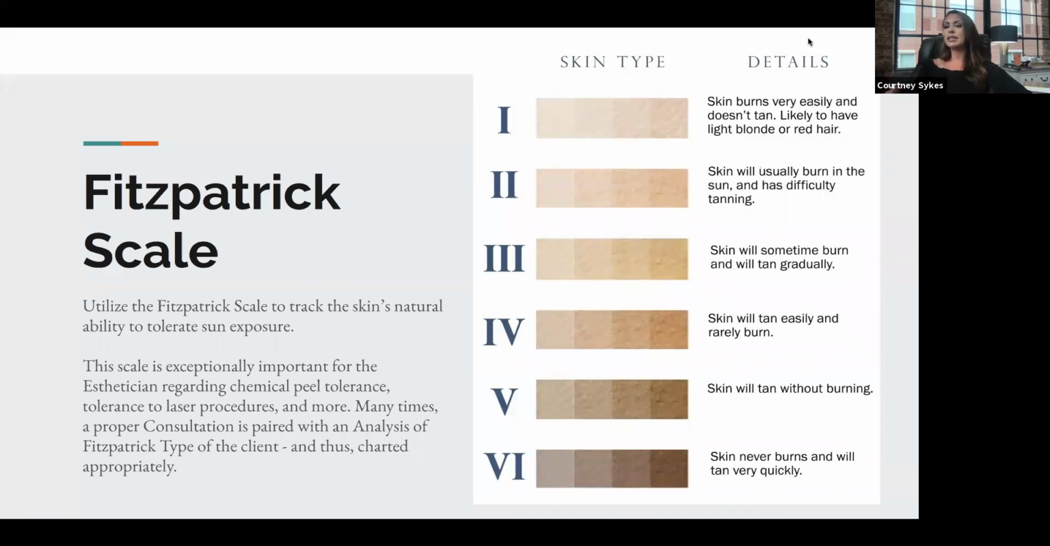Can Fitz 5 and 6 still get skin cancer? Absolutely, but they're going to be less likely to do so because the melanin truly protects them from a lot of that UV ray exposure, which is great. But again, we don't want to think that we're invincible and we just don't have to wear sunscreen. So still sunscreen all around.